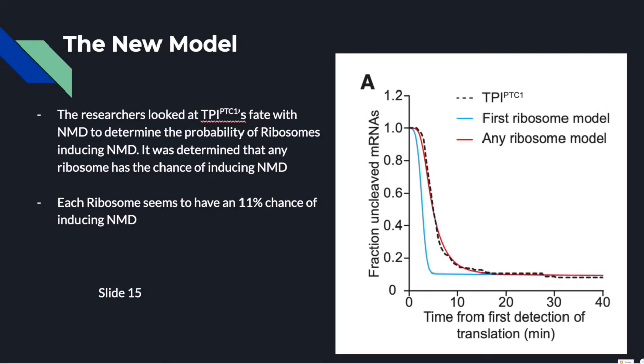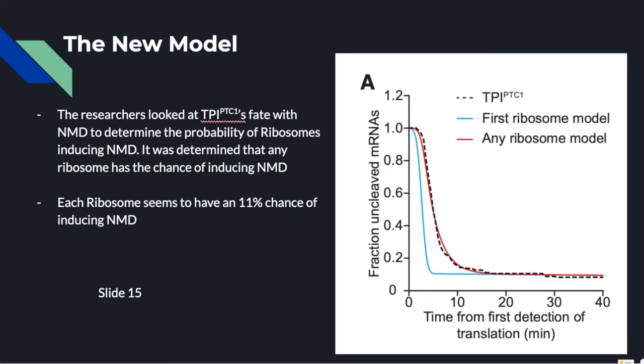Basically, they did another experiment where they looked at NMD and TPI-PTC1 correlation. Based on this and the data shown in Figure 2a, their experiment seemed to support their model over the first ribosome model. As you can see, the blue line represents how the first ribosome model would have functioned, the dotted line represents how the actual data happened, and the red line represents the any-ribosome model.